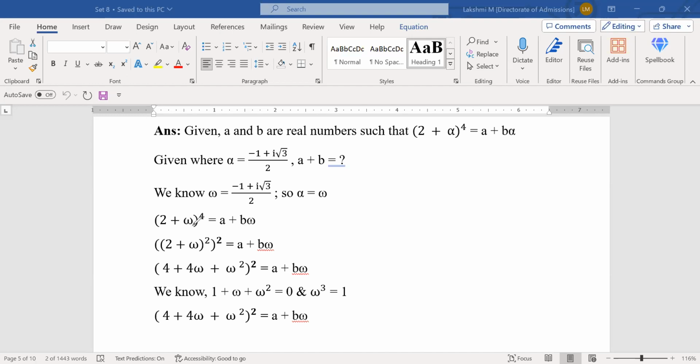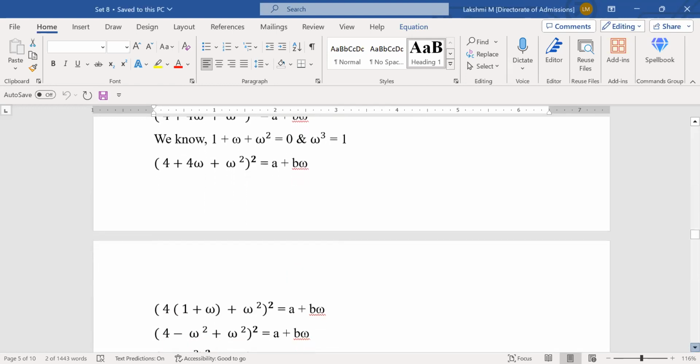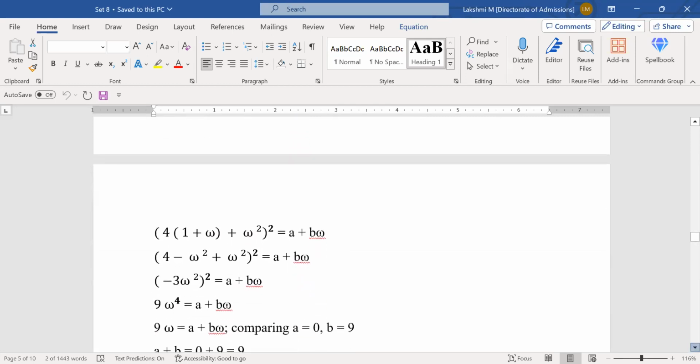That's it. So yes, (2 + omega)^4 = a + b omega. You can write this as ((2 + omega)^2)^2 = a + b omega, because it's asking me a + b. Now, when I'm trying to expand this, we all have studied these two equations, right? Omega cubed equal to 1 and 1 + omega + omega squared equal to 0. So here, you can resubstitute and simplify this equation. So it will be (4 + 4 omega + omega squared)^2 = a + b omega. Now, coming to the simplification part, using what we know: 1 + omega + omega squared equal to 0 and omega cubed equal to 1.